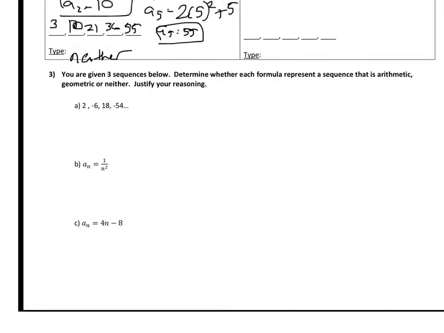Question 3. Okay, I'm going to show you how to do this. You are given 3 sequences below. Determine whether the formula is arithmetic, geometric, or neither. Justify. Okay, so I'm going to pick questions B or C. For A, you just have to look for the pattern. We've done these multiple times before, but for B and C, it's a little more difficult because there's n involved.